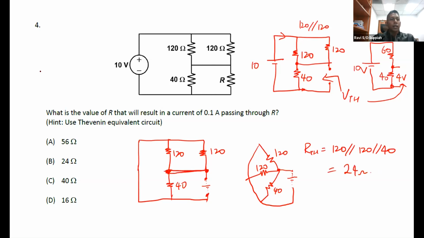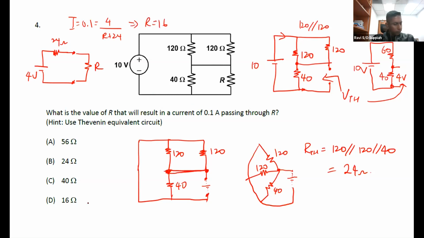Okay, so once you have VTH and RTH, you can redraw your circuit here. So you have 4 volts. Okay, you have 24 ohm. Okay, and you want to find a value of R that would make the current 0.1. So you just apply Ohm's law. Alright, so I equals 0.1, which is 4 over R plus 24. Correct, and from there you can get your R to be equal to 16 ohms. Okay, so that is for this question 4 over here.